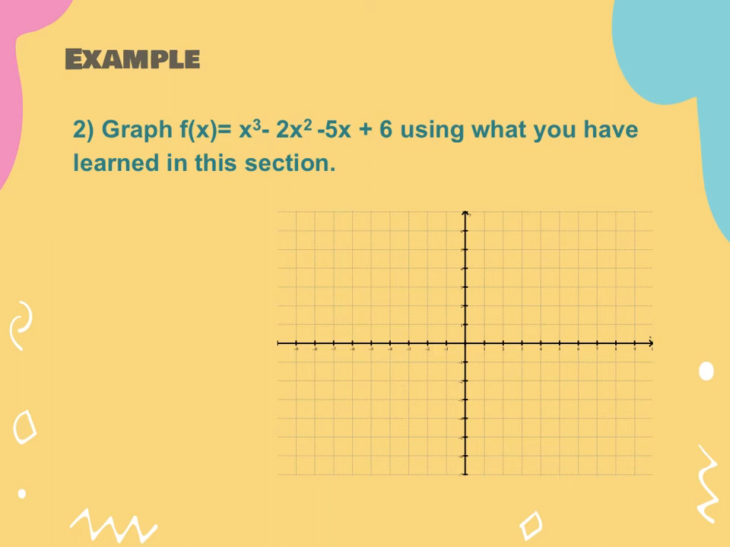All right, so let's look at this question. It says, graph f of x equals x to the third minus 2x squared minus 5x plus 6 using what you've learned in this section. Hang on just a second. This is in decreasing degree order again. Highest exponent's odd. Number on the front positive, which means this falls left and rises right.